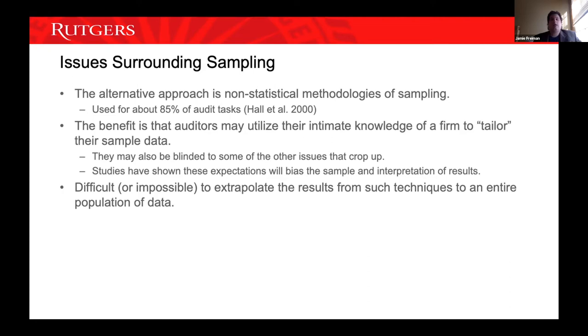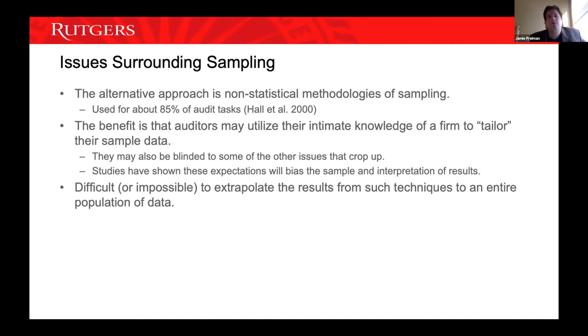And that can cause issues because if they're not looking for a problem that exists, they're never going to find it, right? They have to specifically be looking for the problem to know to draw those particular samples, right? And so you have not only bias with the sample, but there are studies that show that this also is going to bias your interpretation of the results, right?